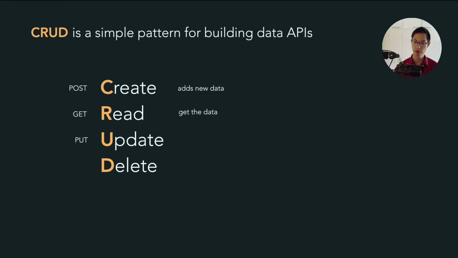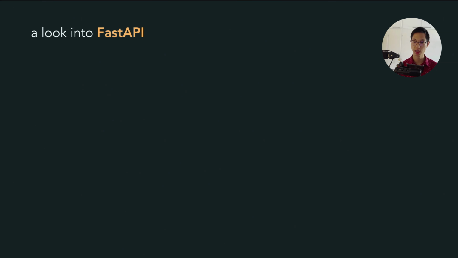Or you don't need to have a front end actually. You could have other things use this API. It doesn't have to be a front end directly. Then you have update, which is put in FastAPI, and it changes an existing data point. And delete is called delete as well, and this removes the data point. This is CRUD. It's a simple pattern for building data APIs, and we'll move on to FastAPI to have a quick glance at how it looks.